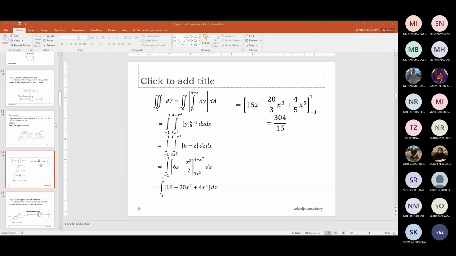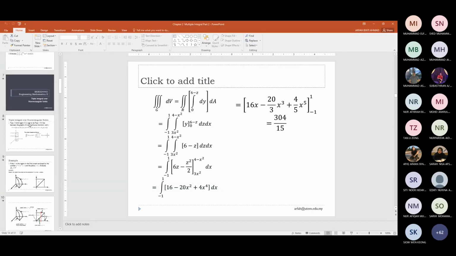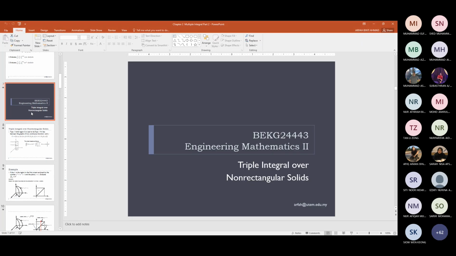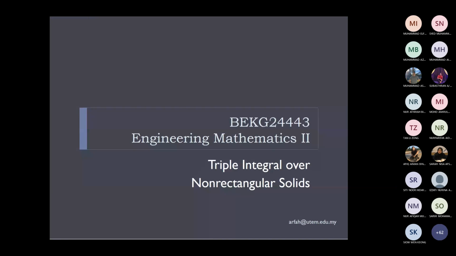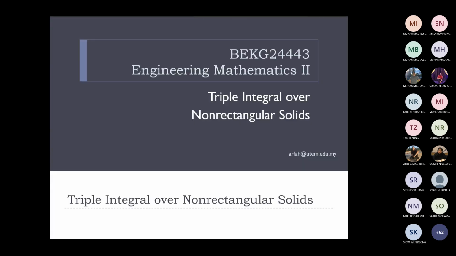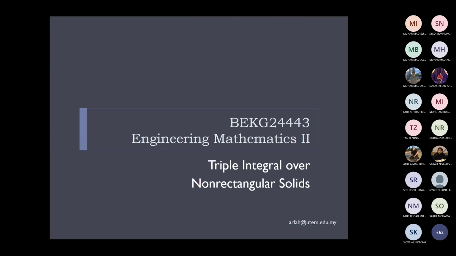We are going to continue our class with triple integral over non-rectangular solids. Last week, kita dah tengok triple integral over non-rectangular solid, by which we have three types of formation. Okay, how you are going to determine the region in a rectangular solid.